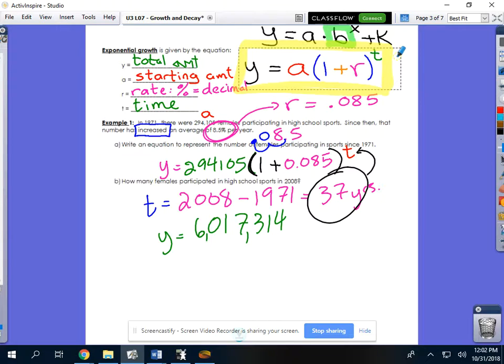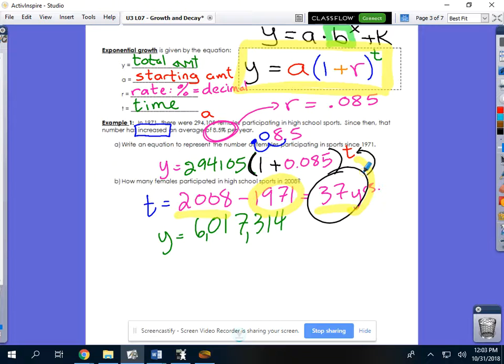Your X is now a T, but the T just stands for time. Be careful when you're doing your time. For example, in this question, we had 2008, but we need to figure out how many years that was after 1971. So we subtracted, that gave us 37. So we plugged in 37, gave us our answer.